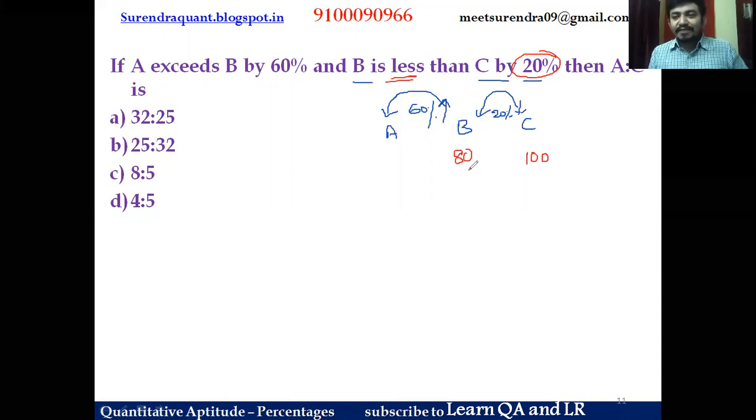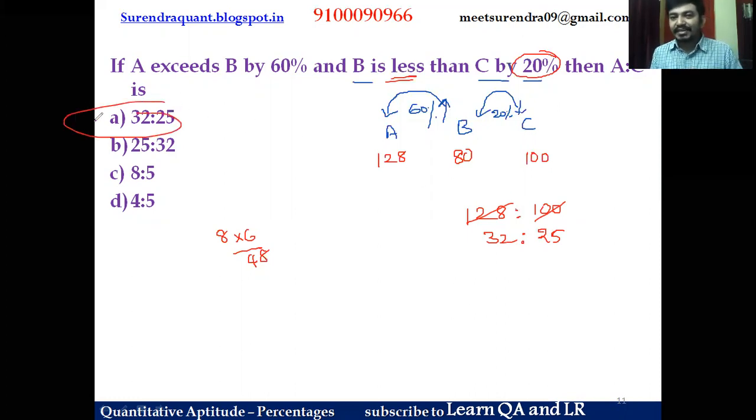What is 10% of 80? 10% is 8. 60% is 6 times 10%, so 6 times 8 is 48. Now A's value is 48 more than B, so A is 48 plus 80, which is 128, right? Now A is 128 and C is 100, right? So the required ratio is 32 to 25, and that is option A.